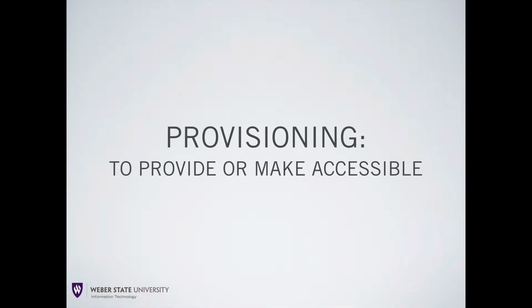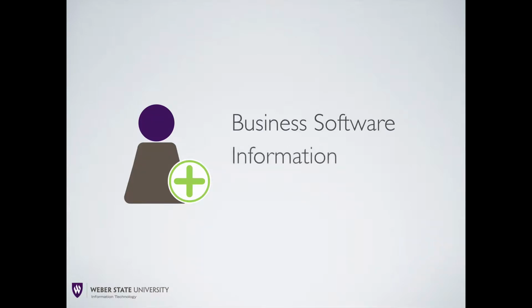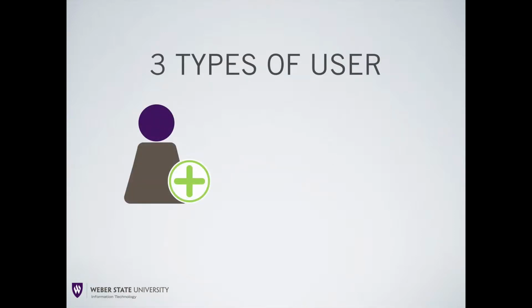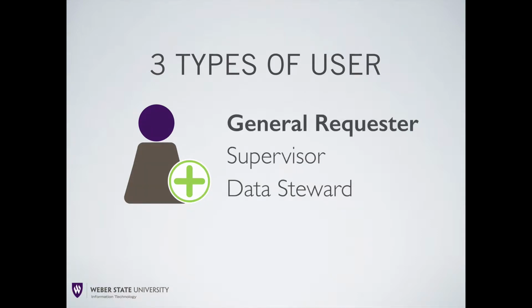Provisioning means providing or making something available. At Weber State, the provisioning application provides employees access to key business software, information, and security. There are three active types of users in the Weber State provisioning application. First and most common is the general requester. This is the individual that requests access either for themselves or for someone else.